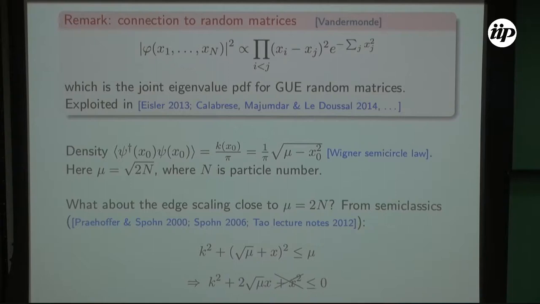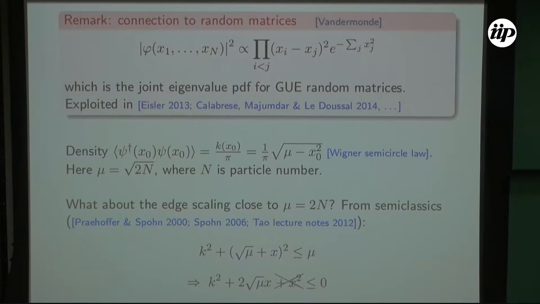I just say that x is close to root mu, so x is close to the edge. I expand this, and since I'm close to this point, I look on scales that are much smaller than the full system size. The full system size is square root of mu. So if I expand this square, I have three terms. And if x is much smaller than square root of mu, the last term you can neglect. So I just do that. I find this.